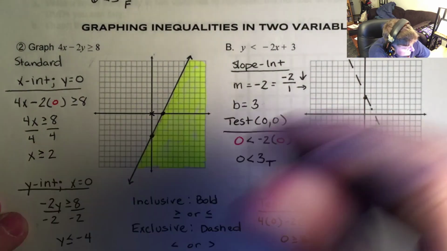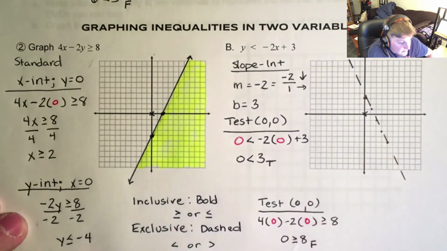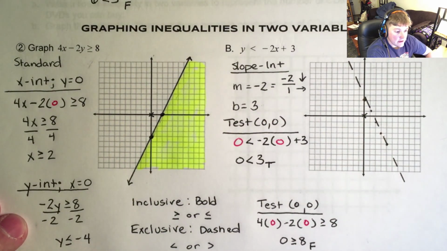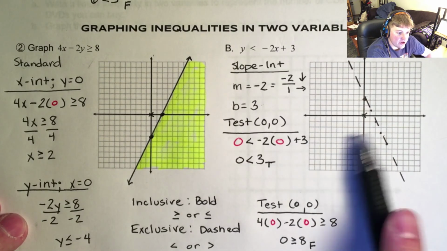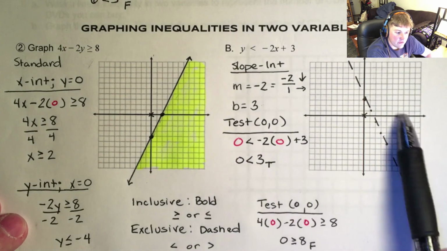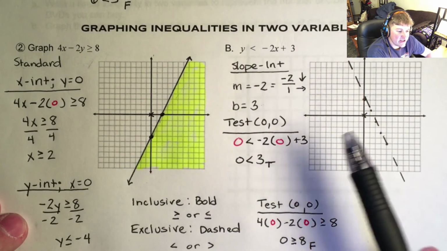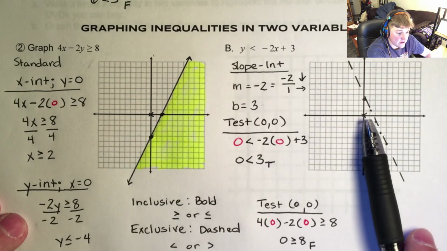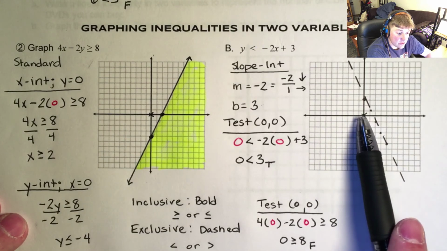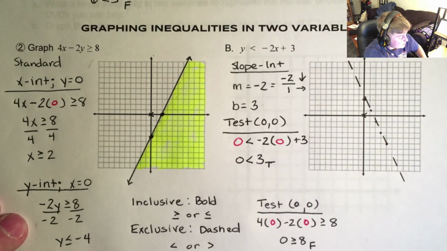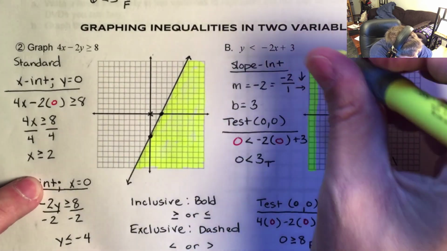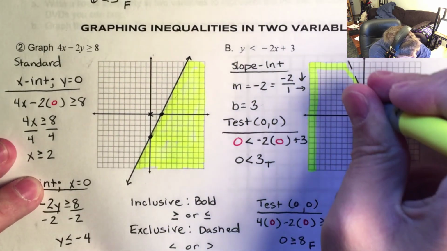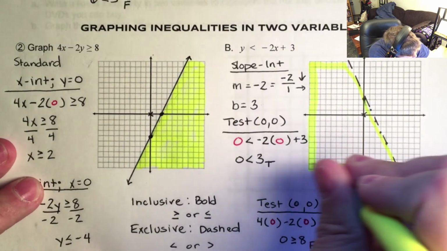So what does that mean? So I tested (0, 0), and I found out that (0, 0) is a solution. So that means, again, all my solutions are going to lie on one side of the boundary or the other side of the boundary. They'll never be scattered. So since I tested (0, 0) and found out it is a solution, that means all of my solutions are on the side of (0, 0). So I want to shade the side with (0, 0) for this particular problem. So I'm going to go ahead and do my best to shade it in.